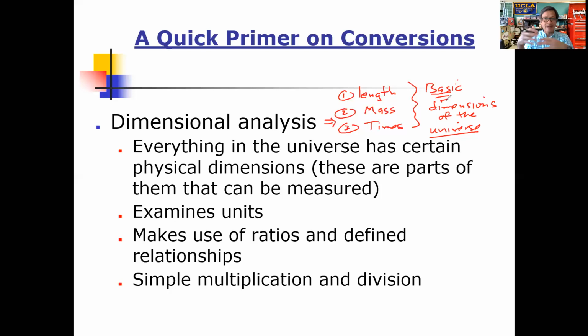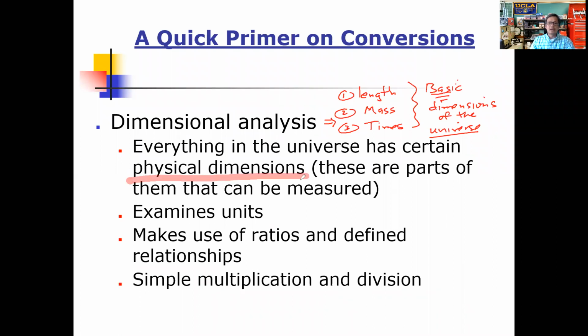So, for example, speed, how fast something moves, is length over time. The volume of an object is the cube of the length. The density of an object is the mass over length cubed. And all the other physical properties of a particular object in the universe can be built off of these three. So the dimensions are physical quantities that can be measured. When we talk about physical dimensions, these can be measured.